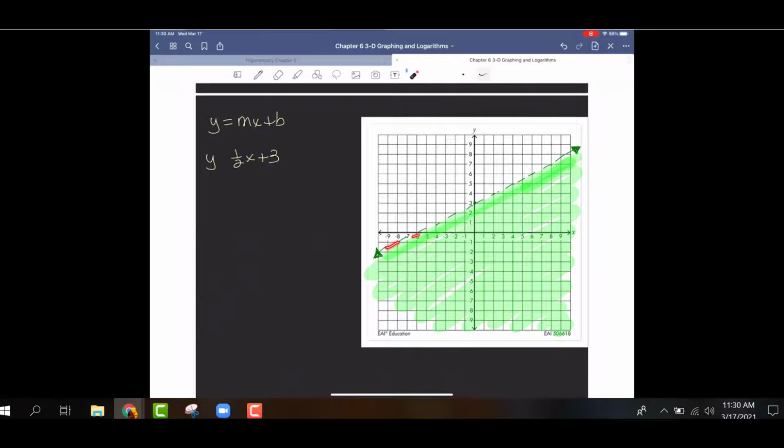This one's a dotted line or a dashed line. So that tells us that it cannot equal. So we're either going to have a greater than or a less than symbol, right? So a greater than or a less than symbol.